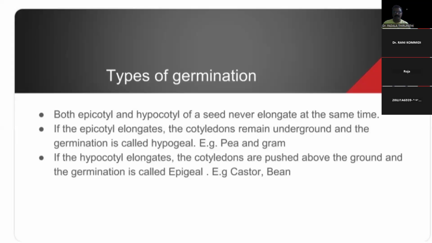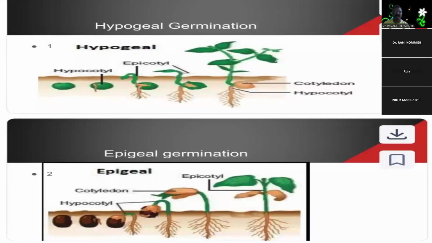If the epicotyl elongates, the cotyledons remain underground and the germination is known as hypogeal. If the hypocotyl elongates, the cotyledons are pushed above the ground and the germination is known as epigeal, like castor and bean. These are the diagrams of hypogeal and epigeal, hypocotyl and epicotyl. If the cotyledons are below the ground, it is hypogeal; if the cotyledons come above, it is epigeal. That is the germination of the two types.